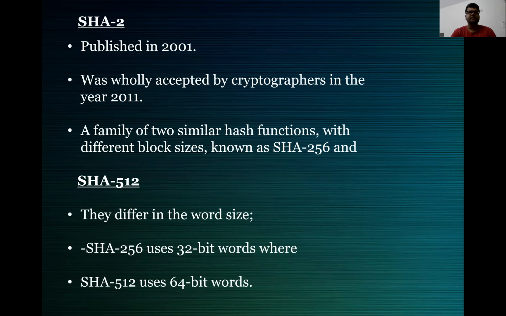So now moving on to SHA-2. It was published in 2001 and was wholly accepted by cryptographers in the year 2011. A family of two similar hash functions with different block sizes known as SHA-256 and SHA-512. They differ in word size: SHA-256 uses 32-bit words, whereas SHA-512 uses 64-bit words.